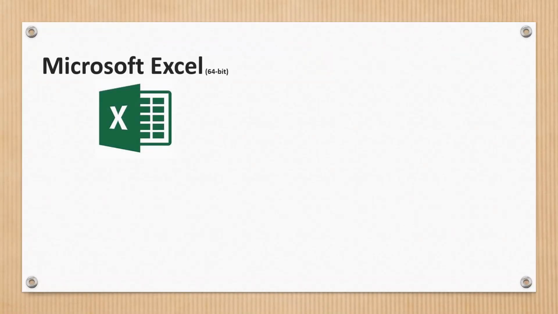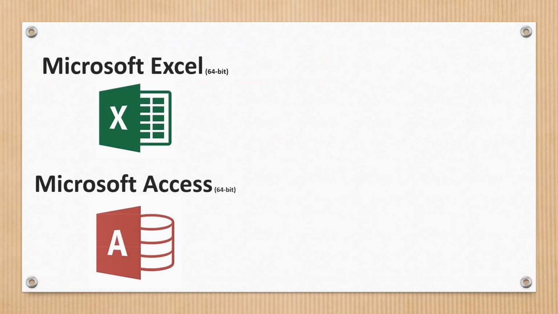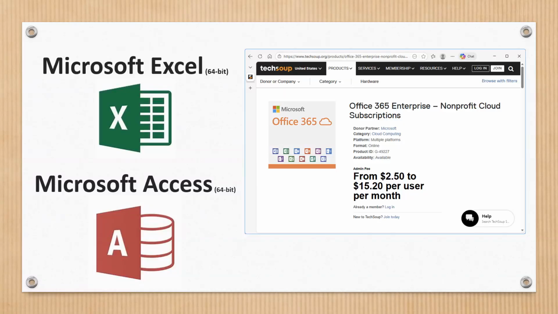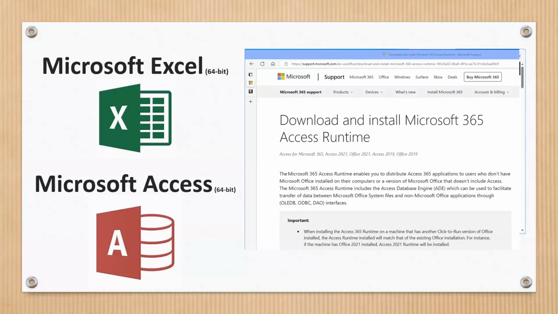Before you begin, make sure you have the 64-bit version of both Excel and Microsoft Access fully activated on your computer. Nonprofits can get amazing deals on Microsoft licenses at TechSoup.org. Be sure to select a license that includes Access. Alternatively, you can download a free runtime version of Access directly from Microsoft, but know that it does have limitations, and a full license is preferred for at least one of your PCs.